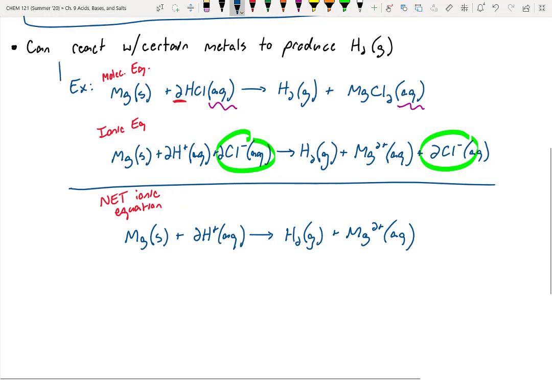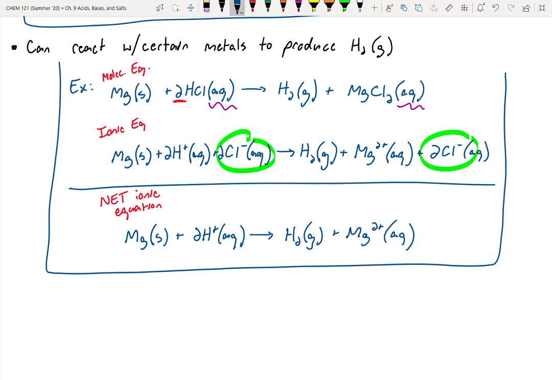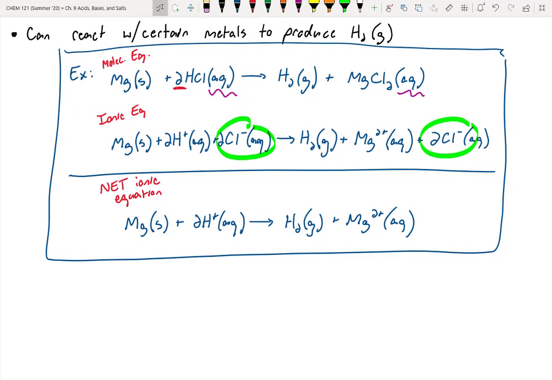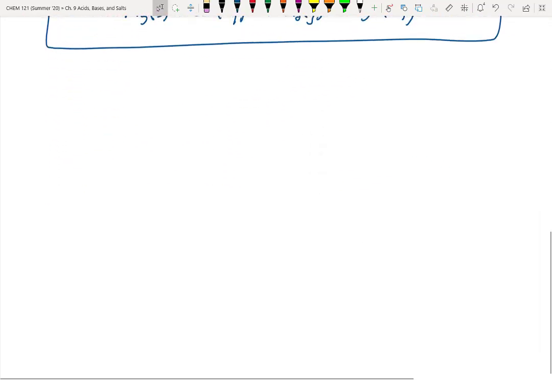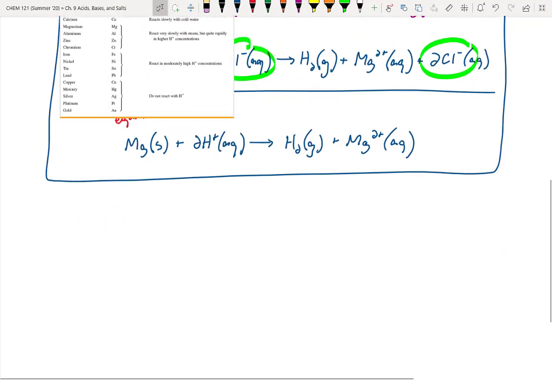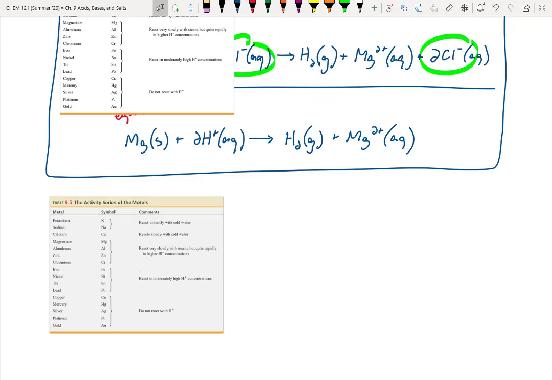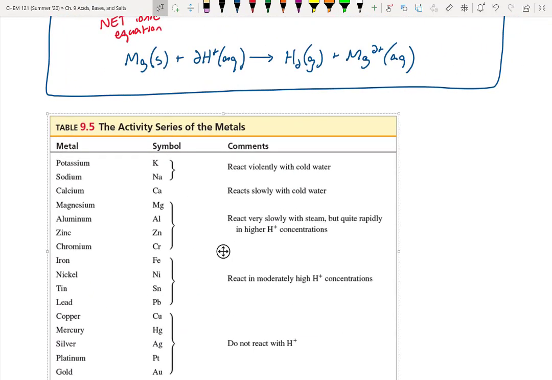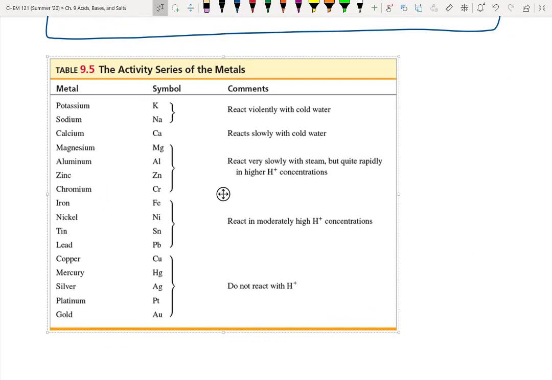So it's kind of unique that metals will do this. They dissolve and produce hydrogen gas. But I will say that not all metals do this. Only certain metals will do this. And in fact, the book has a decent list of metals that will do this in a table. So let's go ahead and blow up this table. This is table 9.5 from your textbook. But you can see that there's some metals that simply won't do this.